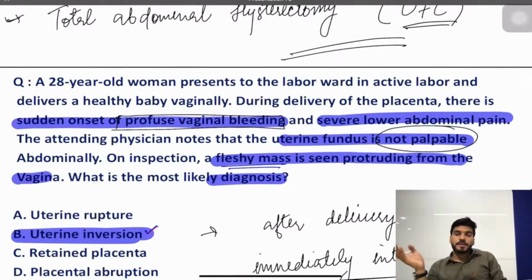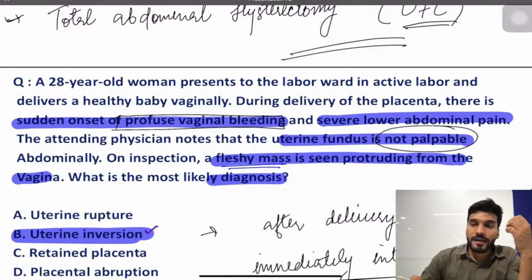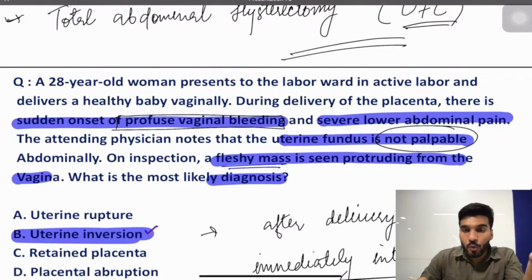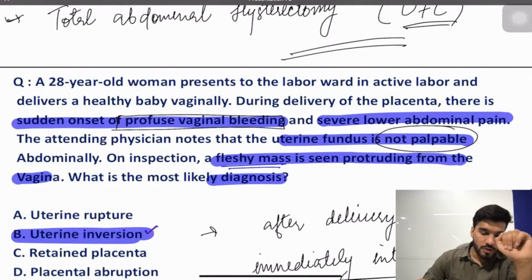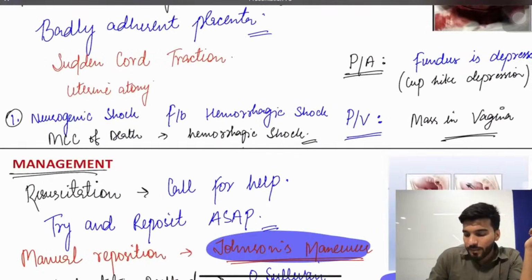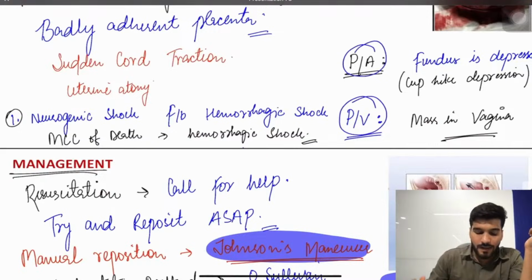Retained placenta is when a placenta is not delivered after 30 minutes of the third stage of labor. Usually the third stage of labor lasts 10 to 15 minutes, but when it exceeds 30 minutes, it is called prolonged third stage of labor or retained placenta. Abruption I will discuss in part 2. What exactly is abruption? Premature separation of a normally implanted placenta with pain abdomen, bleeding vaginally along with a tender and rigid uterus. Antepartum hemorrhage due to abruption we'll discuss in part 2. So this is a classical case of uterine inversion. Do remember the cup-like depression and these findings so that you land on the exact diagnosis.